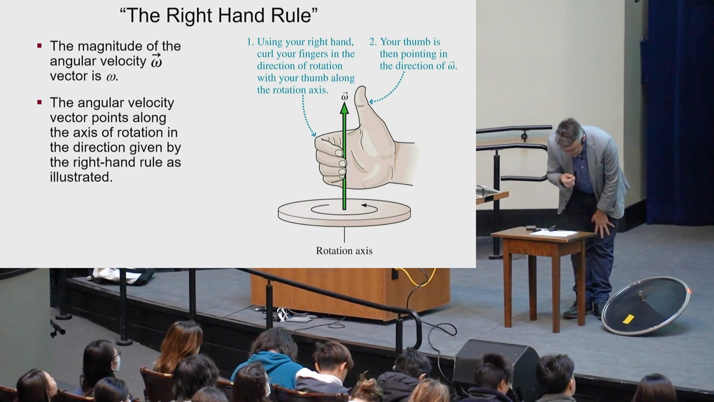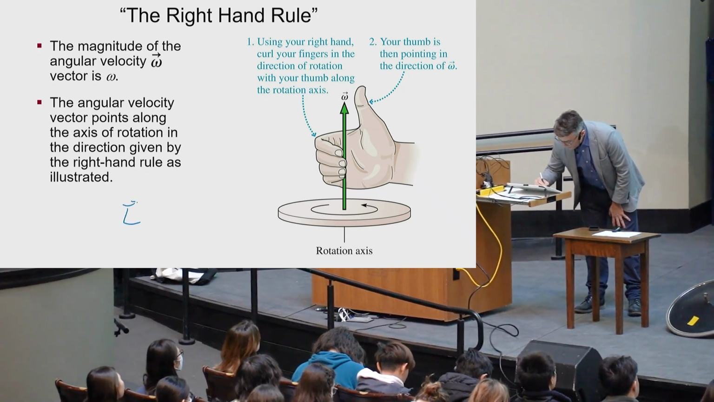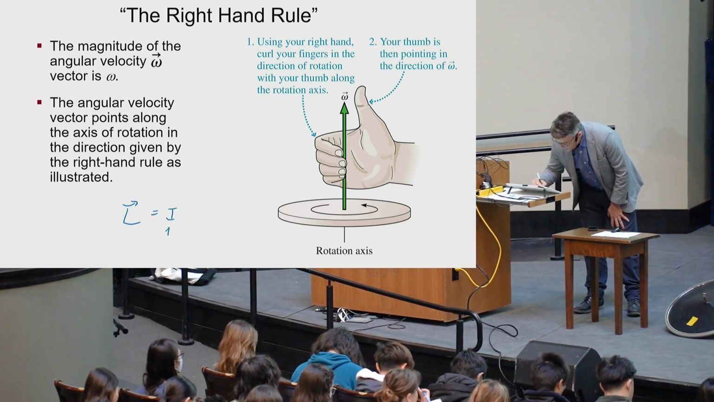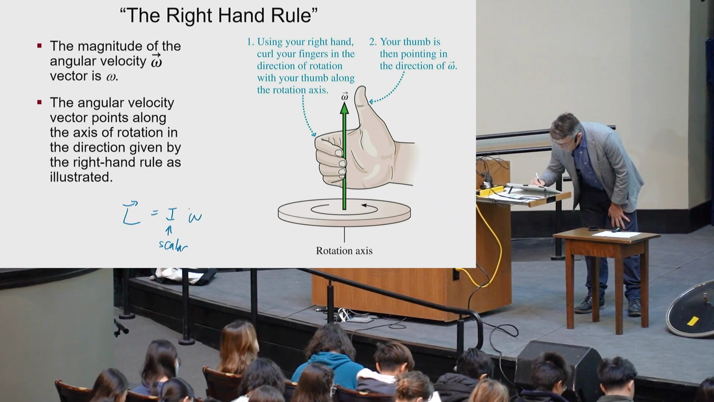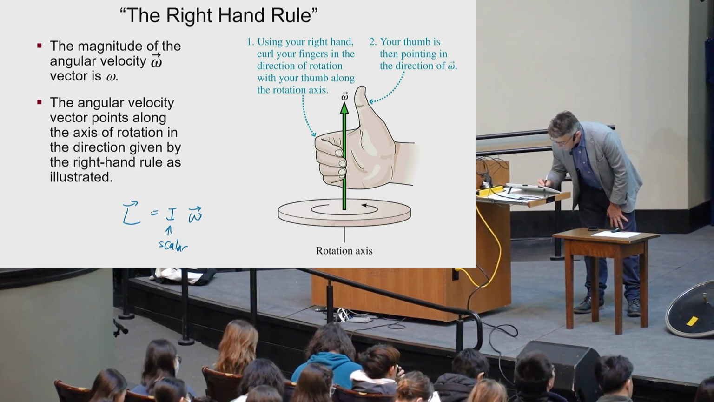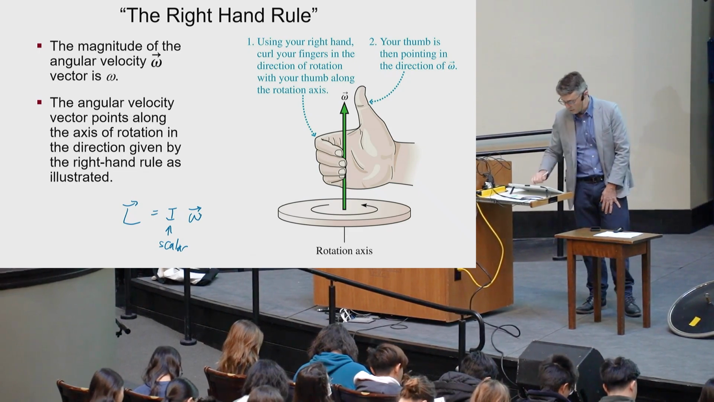And it's the same with the angular momentum. L is equal to I, which is a scalar, times omega. So the direction of the angular momentum is the same as the direction of the angular velocity.